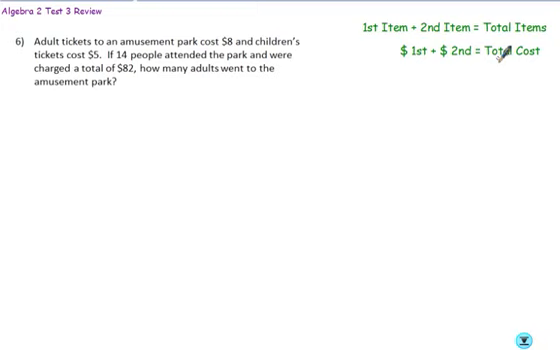So let's look for our two items in this problem. So it says adult tickets. I'm thinking that's my first item, adult tickets, cost 8. And children's tickets. Oh, there's my second item. Children's tickets cost 5. So there's a total of 14 people that went. And we spent a total of $82. So those are really the pieces of information that I need to know.